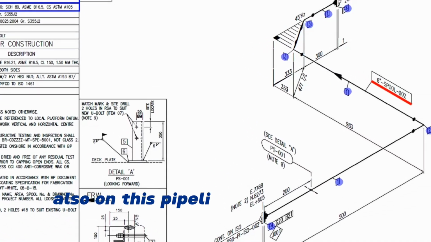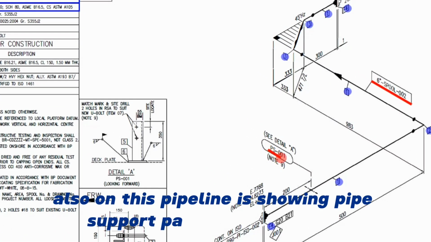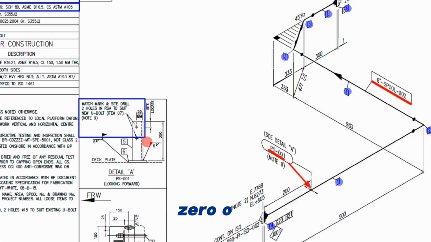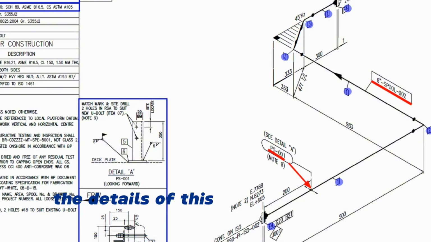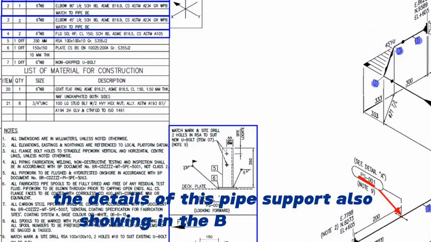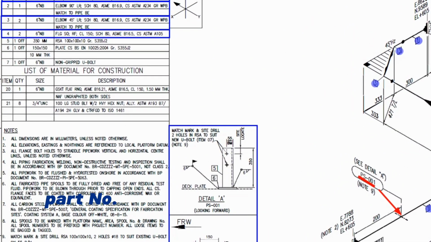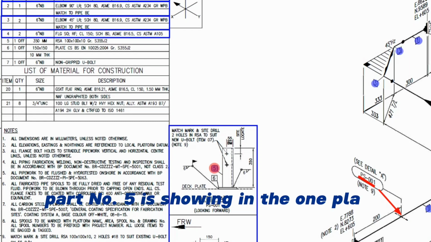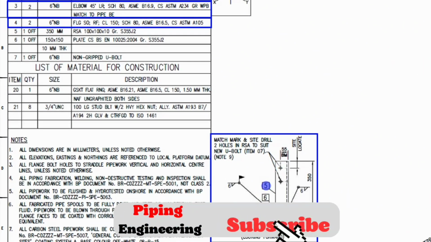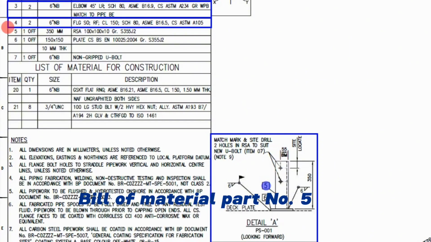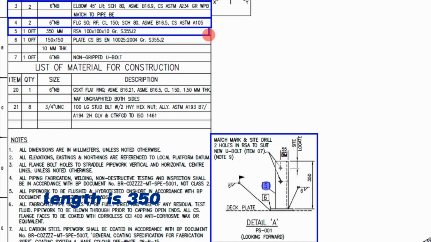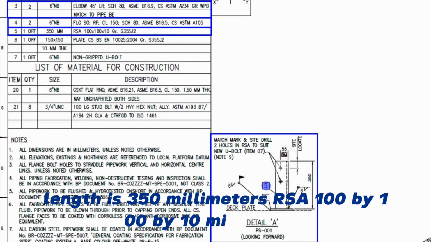Also, on this pipeline is showing a pipe support, part number PS001. The details of this pipe support are also showing in the bill of material. Part number 5 is showing in one place on this pipe support drawing. Let's look at the material list, bill of material. Part number 5, the quantity is 1 off, length is 350 millimeters, RSA 100 by 100 by 10 millimeters, grade S355J2.